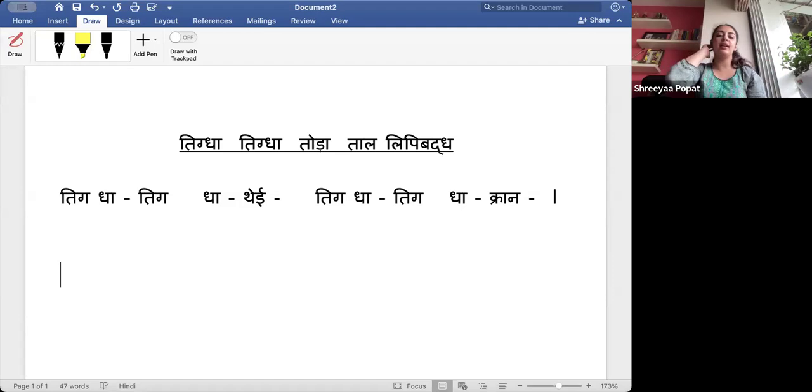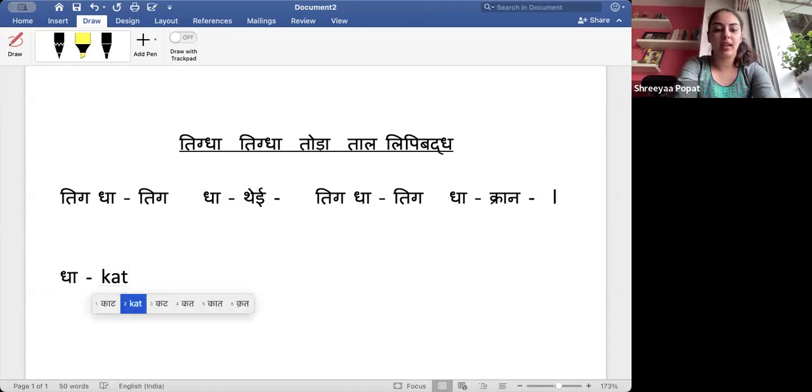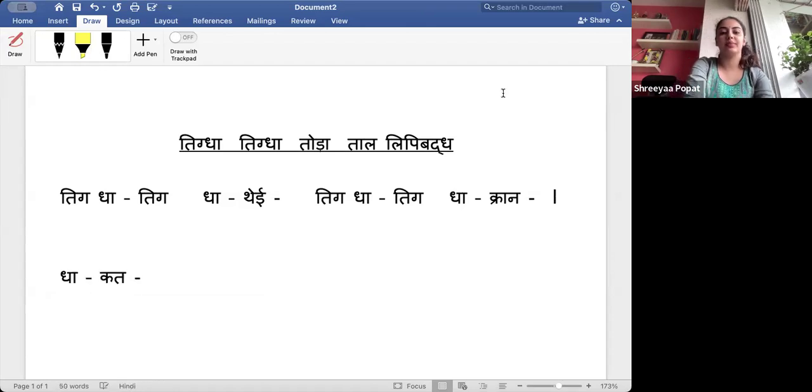Next. So we said tigdha thai, tigdha kran, dha kat. So same way we'll write dha kat. And under ta again, because ta is a half sound, we are putting a halant. And then we make a full box under this.